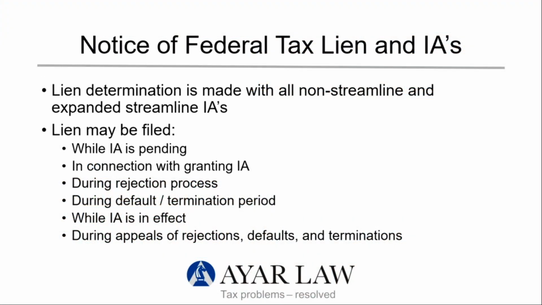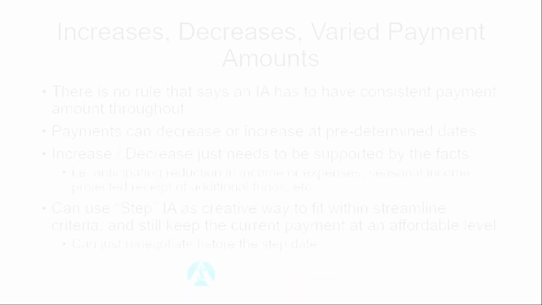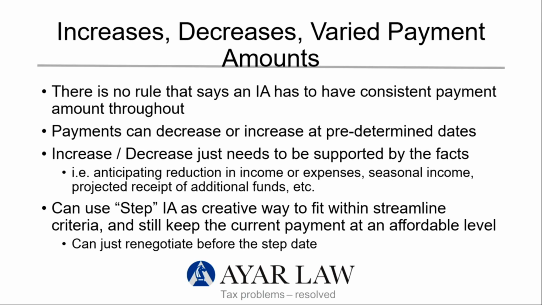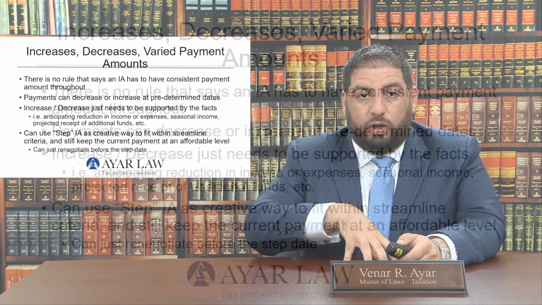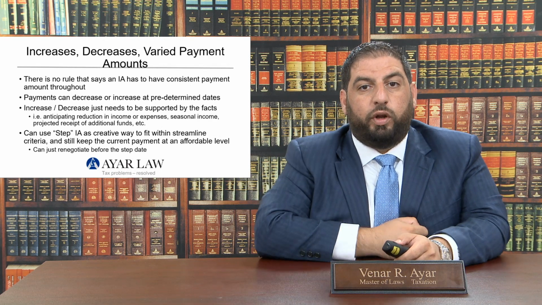There's nothing about an installment agreement other than the streamlined rules and the rules we talked about that prevent a lien. If you don't fit in any of those guidelines, then you can pretty much count on a lien being filed. Now there are, like I said earlier, no rules that say your installment agreement has to have a consistent payment amount throughout. The payments can be increased or decreased at predetermined dates.